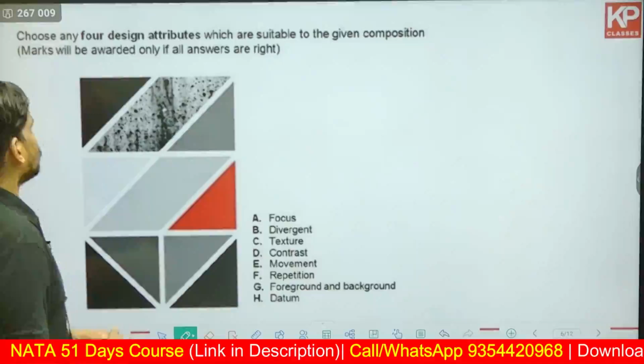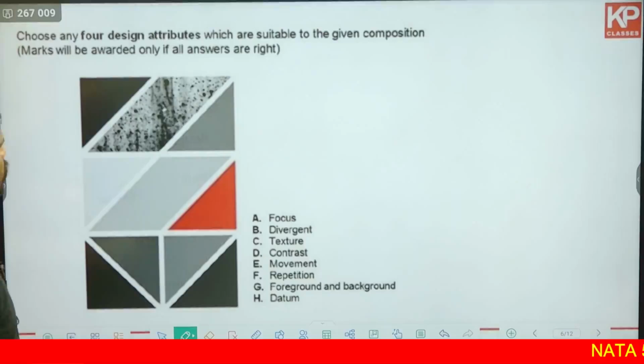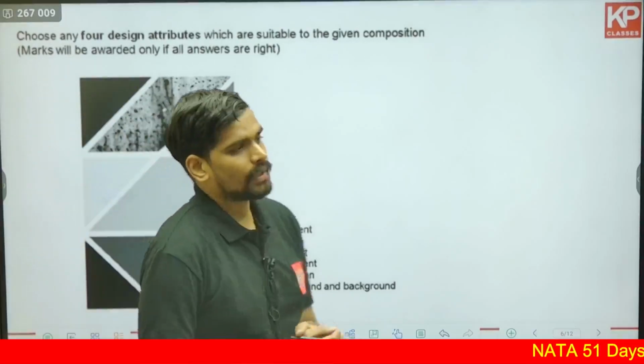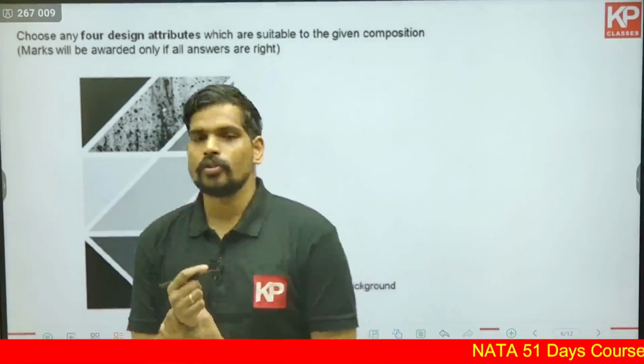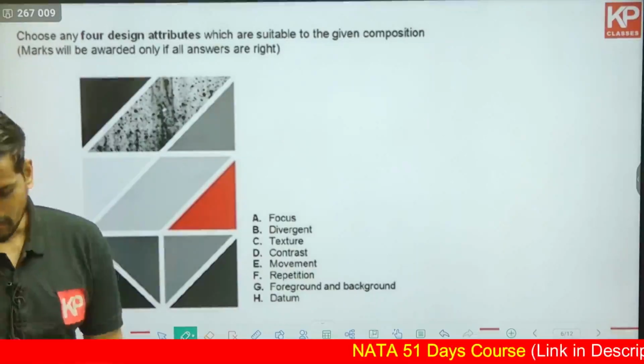Moving on. Choose any four design attributes which are suitable to the given composition. Marks will be awarded only if all the answers are correct. If you select even a single incorrect option, you'll lose all your marks in such questions. Let us look into this question and see what the correct options can be.